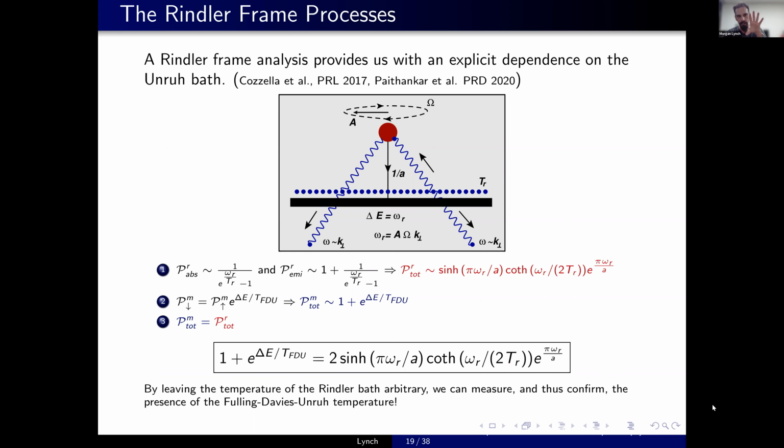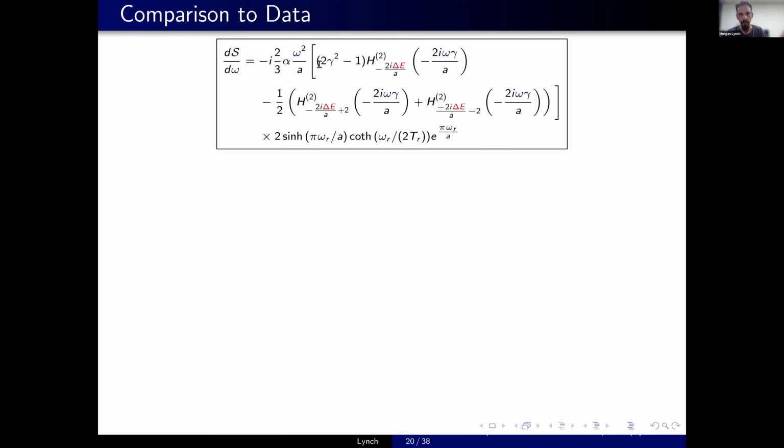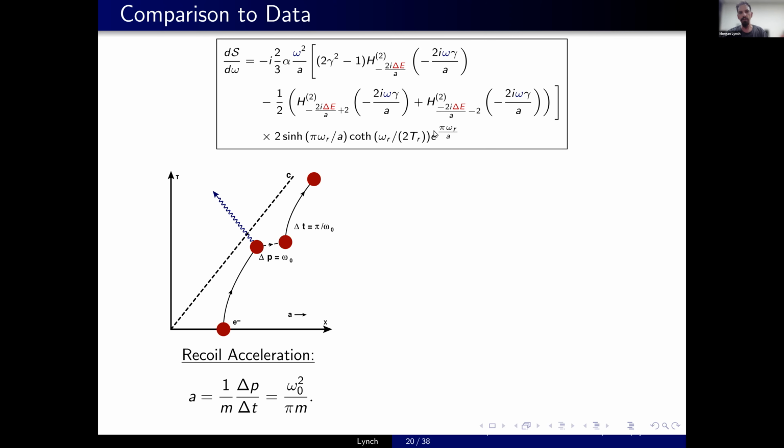So now let's look at how we actually apply the theory to the data. There's our power spectrum. We have that detailed balance, which is gone. We have our thermal factor here. First things first, since we're dealing with radiation reaction, we have this photon kick that's coming from this. Using relativistic Newton's law, you have the recoil acceleration, omega squared over pi m. So that's the acceleration scale we should expect to be finding.